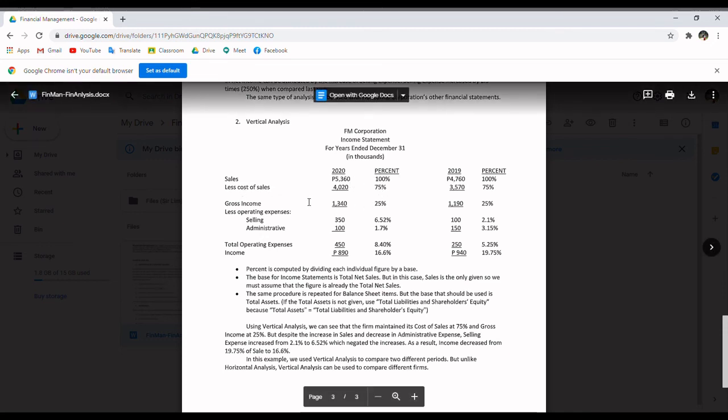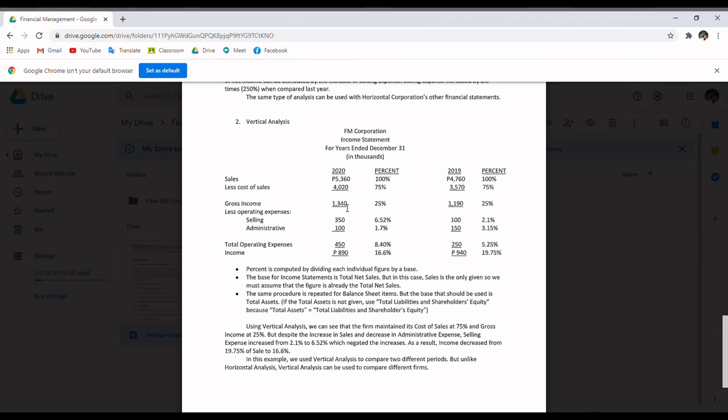Next, we have the cost of sales. 4,020 divided by 5,360, or the base, we have 75%. Next is the gross income. 1,350 divided by 5,360 is 25%. Next is the selling expense. 350 divided by 5,360 is 6.52%. Administrative expense. 100 divided by 5,360, we have 1.7%. Next is the total operating expense. 450 divided by 5,360 is 8.4%. And last is the income. 890 divided by 5,360 is 16.6%.